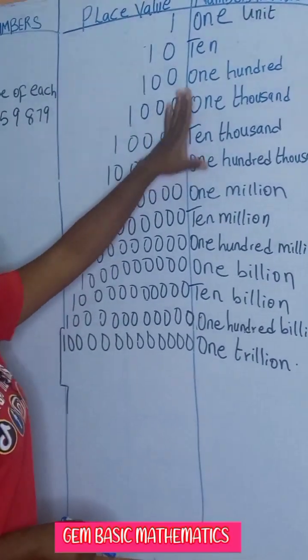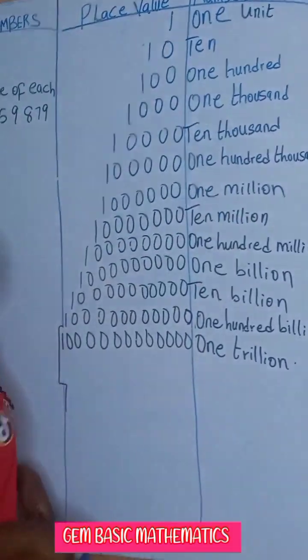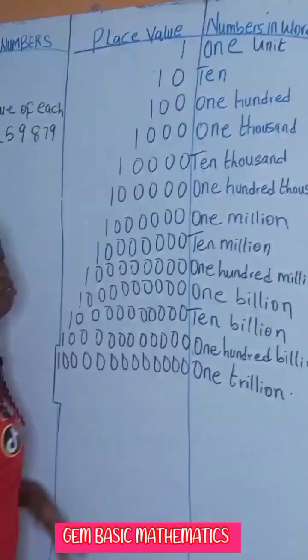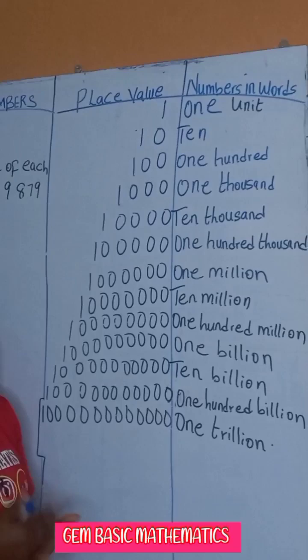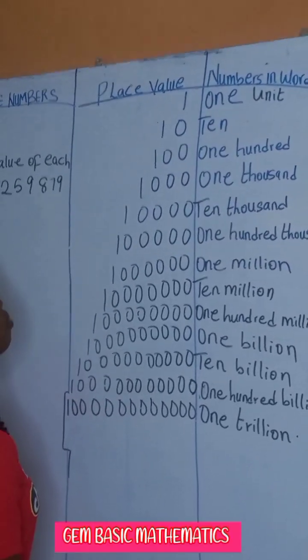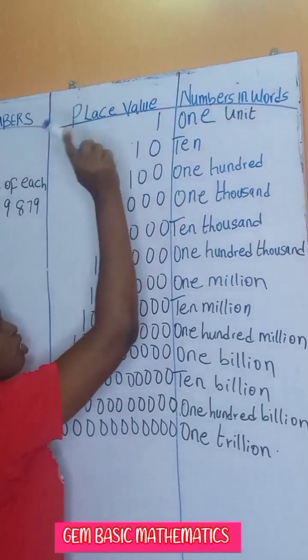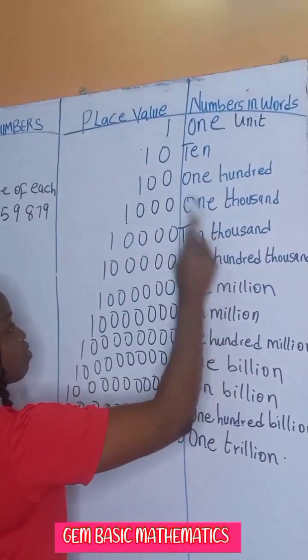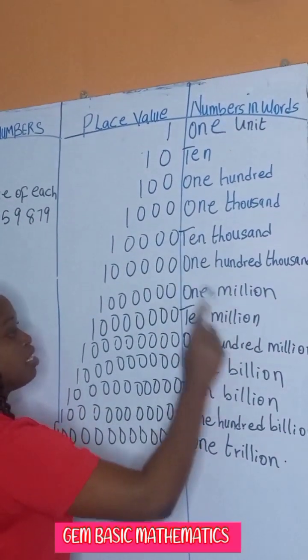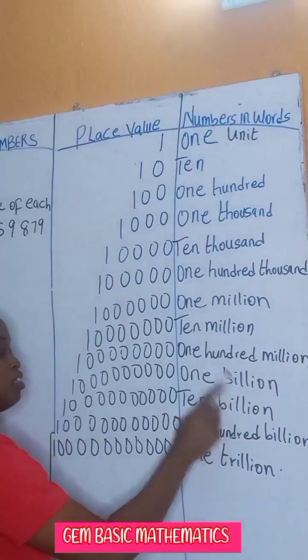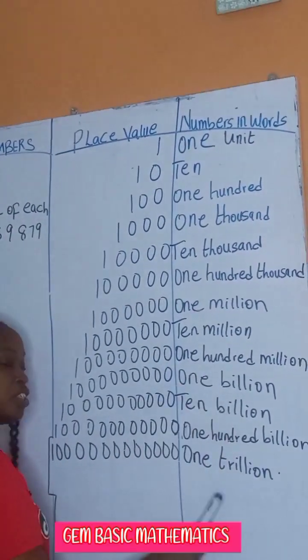Now, we're going to use this as a song. If you're able to learn this, you'll be able to solve any question in place values of whole numbers. Now let's go. Place values of whole numbers are units, tens, hundreds, thousands, tens of thousand, hundred of thousand, million, tens of million, hundred of million, billion, tens of billion, hundred of billion, trillion.